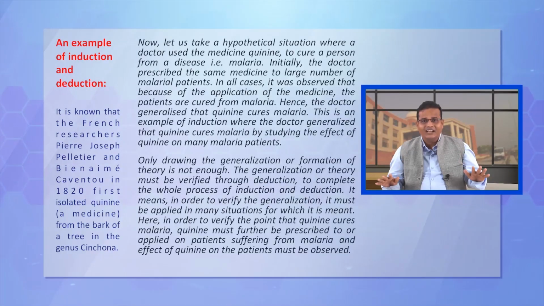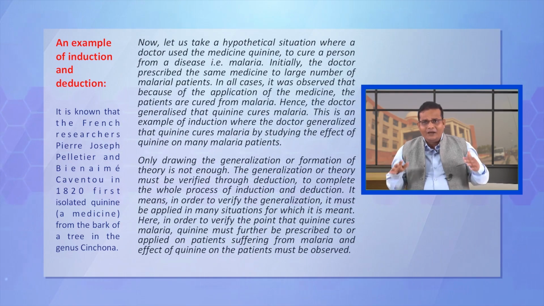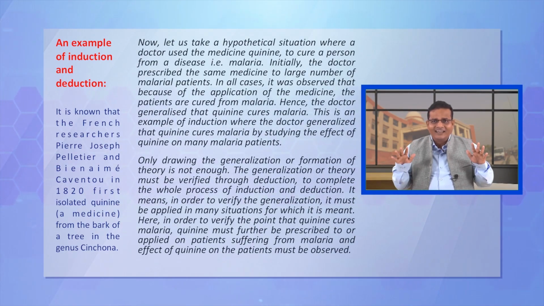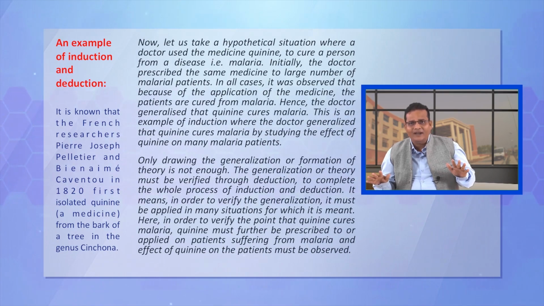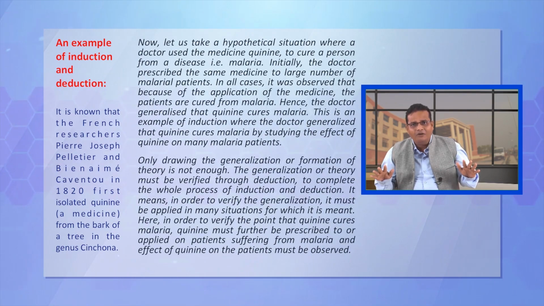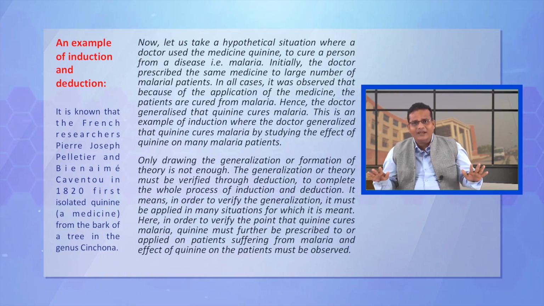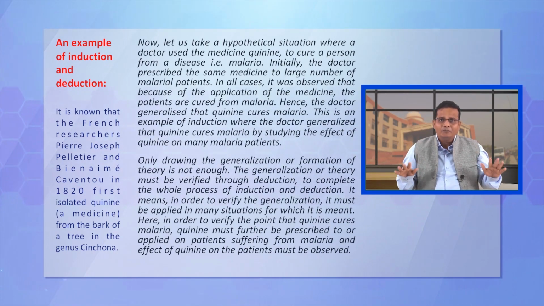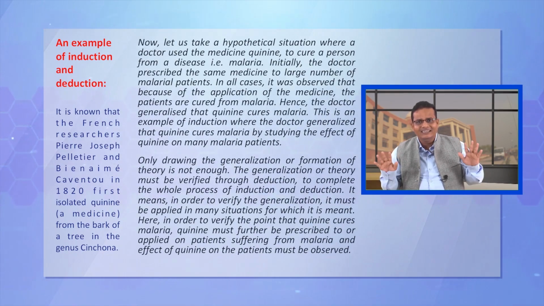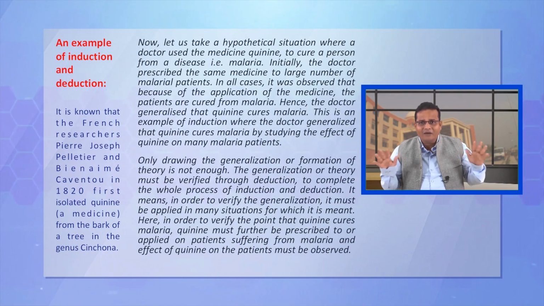It is better to take an example to clarify the meaning of induction and deduction here. It is known that French researcher Pierre-Joseph Pelletier and Benjamin Caventou in 1820 first isolated quinine, a kind of medicine from the bark of a tree in the genus Cinchona. Now, let us take a hypothetical situation where a doctor used the medicine quinine to cure a person from a disease, malaria. Initially, the doctor prescribed the same medicine to large number of malaria patients.